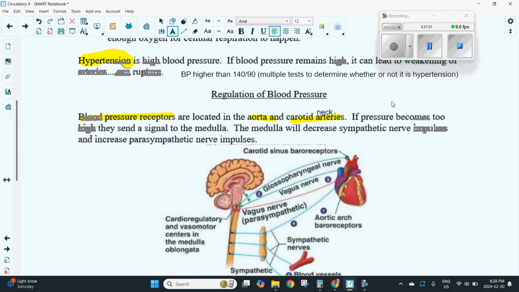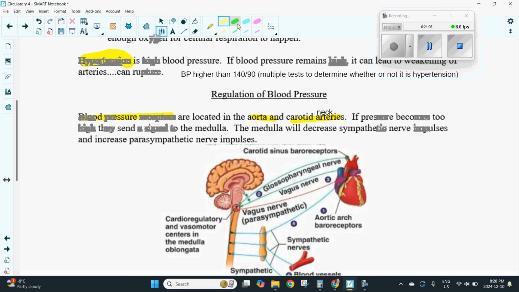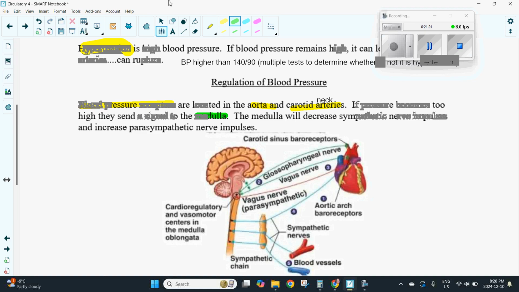So if pressure becomes too high, they send a signal to the medulla, and the medulla is found within the brain. Okay, so basically what it's saying is the aorta and the carotid arteries will send a message to the brain to tell the brain that it needs to do something to decrease the blood pressure. So what's going to happen is the medulla is then going to decrease sympathetic nerve impulses and increase parasympathetic. So we talked about that last class.